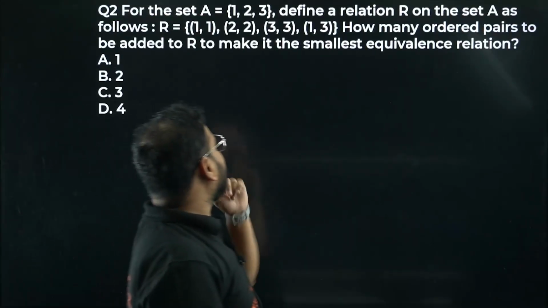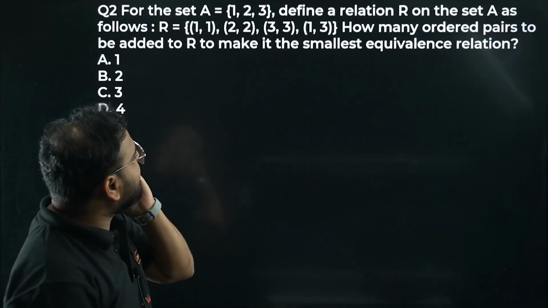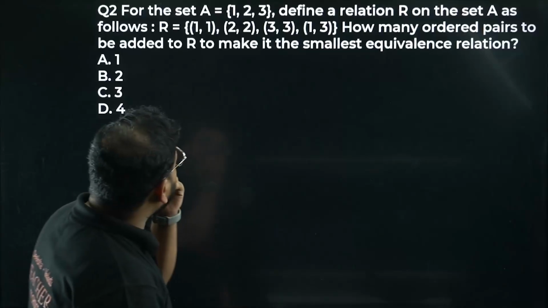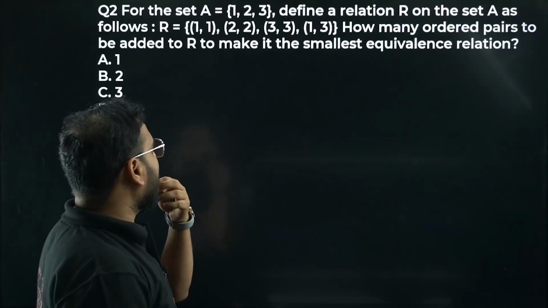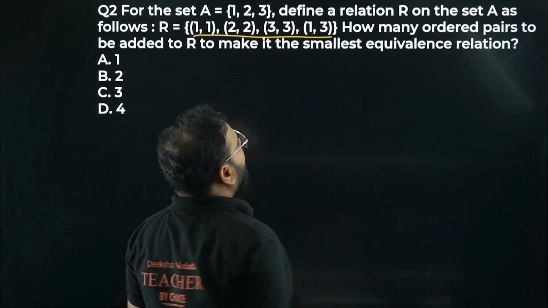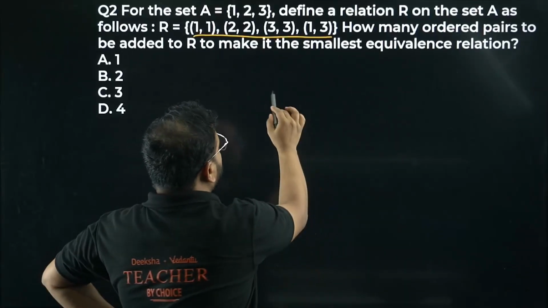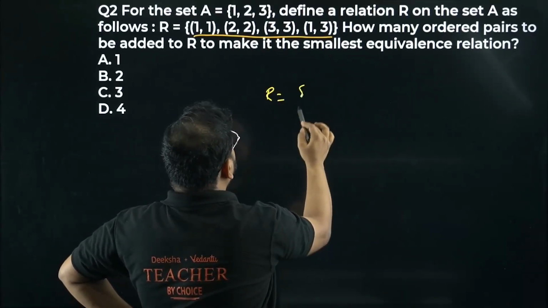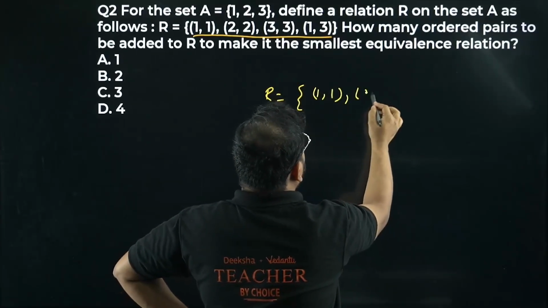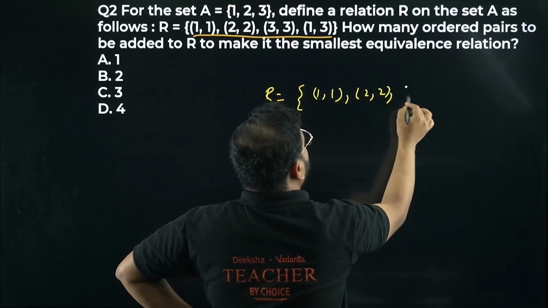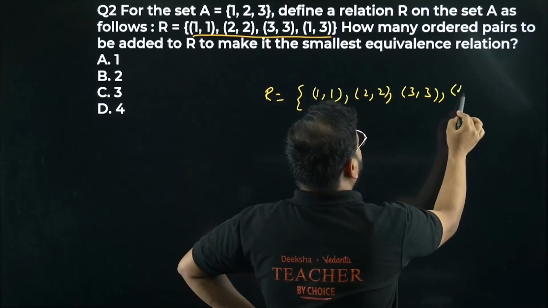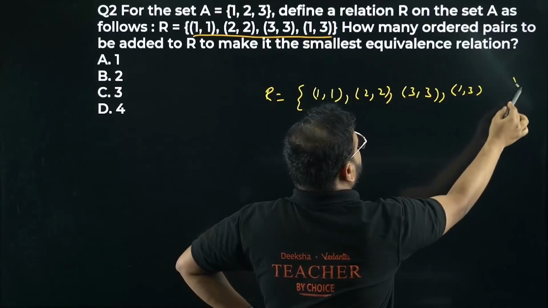For the set A = {1, 2, 3}, define a relation R on the set A as follows: (1,1), (2,2), (3,3), (1,3). Let me write the relation first. R equals (1,1), (2,2), (3,3). So reflexive is there. Then (1,3). Then this is closed.